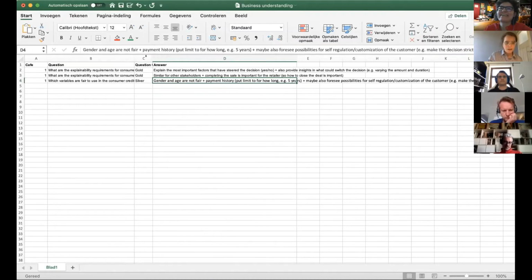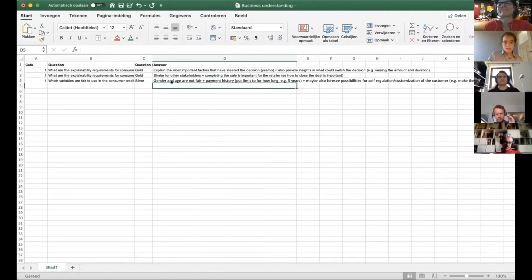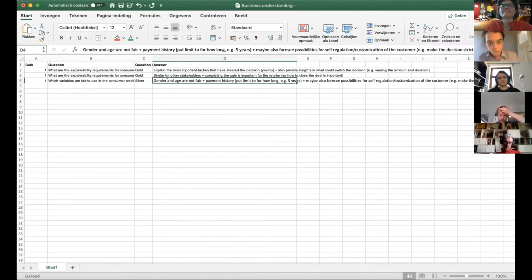So indeed, on fairness, gender and age, we didn't consider them as being fair. But also, if you look at payment history as an indicator, you should only look at a certain amount of time, because maybe somebody is already in his 50s and maybe had a difficult period in his 20s. So you should not have that haunting a person forever in order to get a credit, or certainly not a credit for a minimal purchase like a TV.